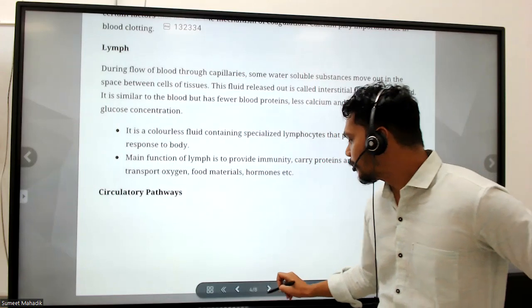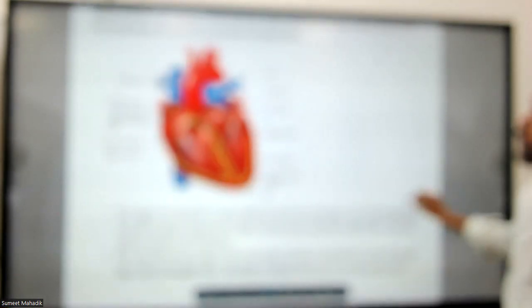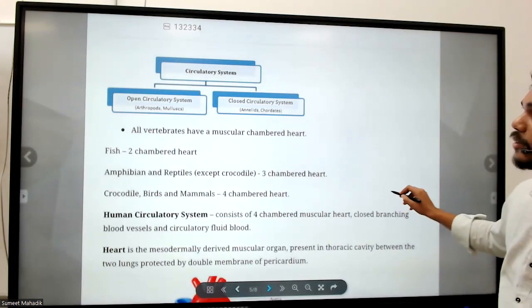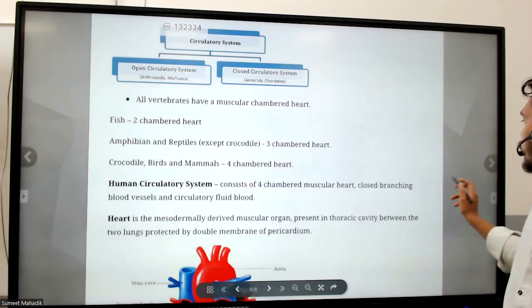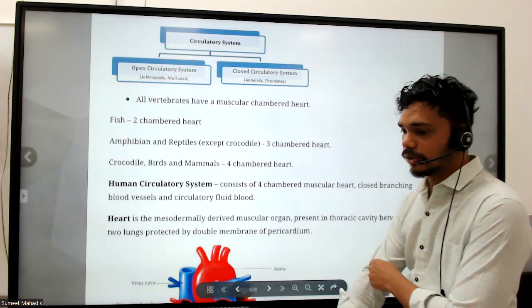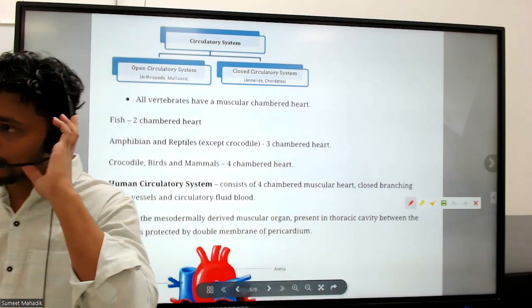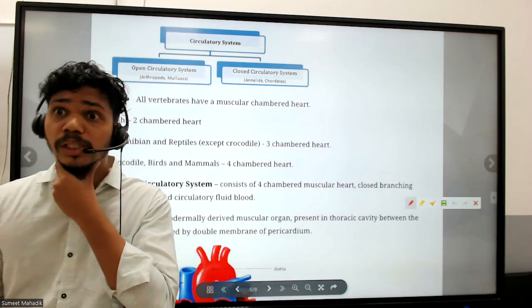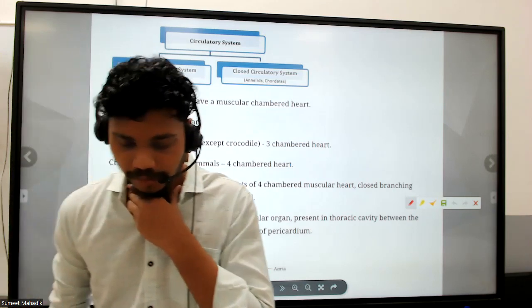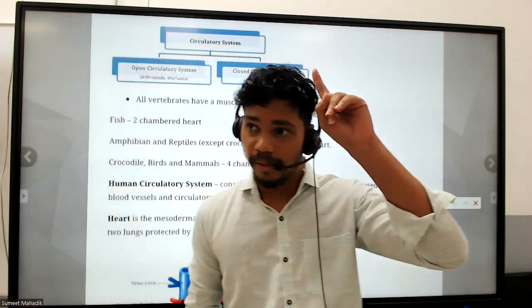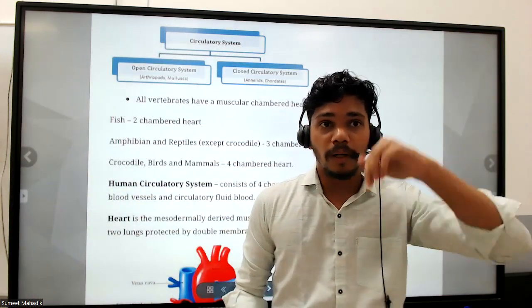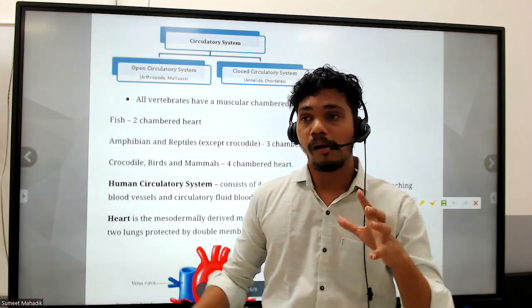Now, circulatory pathway. Let's move to this part. This portion can't be reduced, it has to be there. Circulatory system. What is circulation? Tell me, what is blood circulation? Why is there blood circulation? What is the reason behind that? Why is it needed? I told you about thalassemia, right?